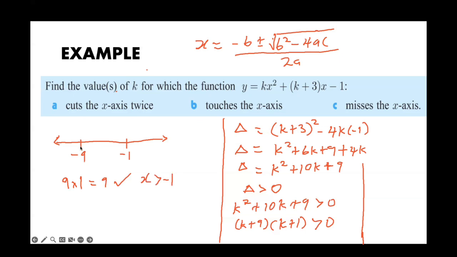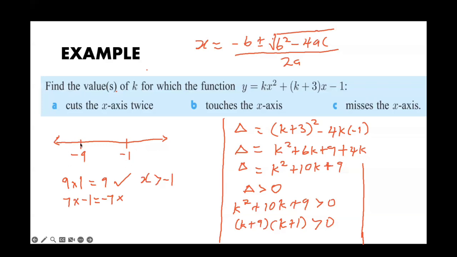Now let's investigate for values between -9 and -1. I'll choose -2 because it is within this interval. So if we use -2, -2 plus 9 will give us +7, times -2 plus 1 will give -1. And this will result in -7. -7 is not greater than 0, so it will not satisfy this inequality.